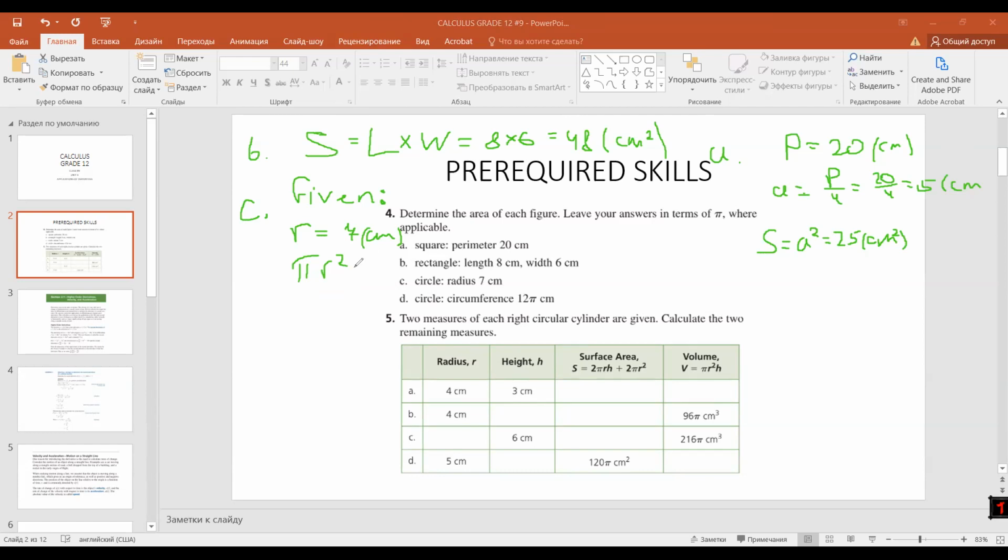153 point... Do you want the entire number, or do you want me to round? What is that? 153. What is that? The area. Read the question. Leave your answer in terms of pi where applicable. Oh, okay. Pi 49. Great. Pi 49. D, circle.